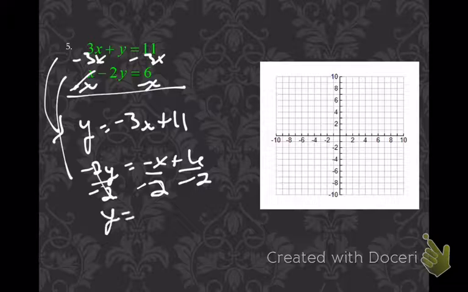And we get y equals positive 1/2 x minus 3. A quick check of the slopes lets us know that there's going to be one solution to this guy because the slopes are different.